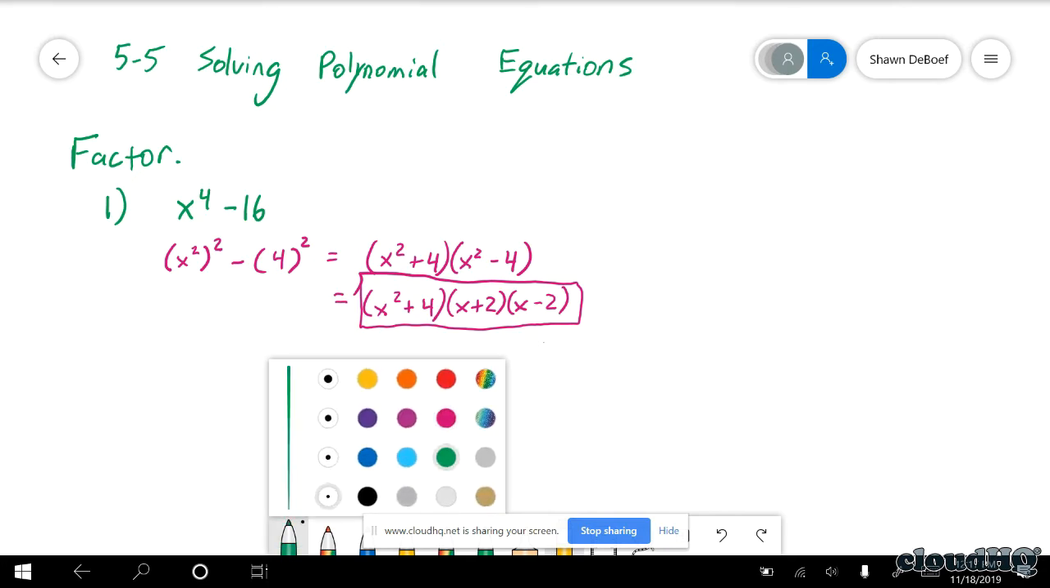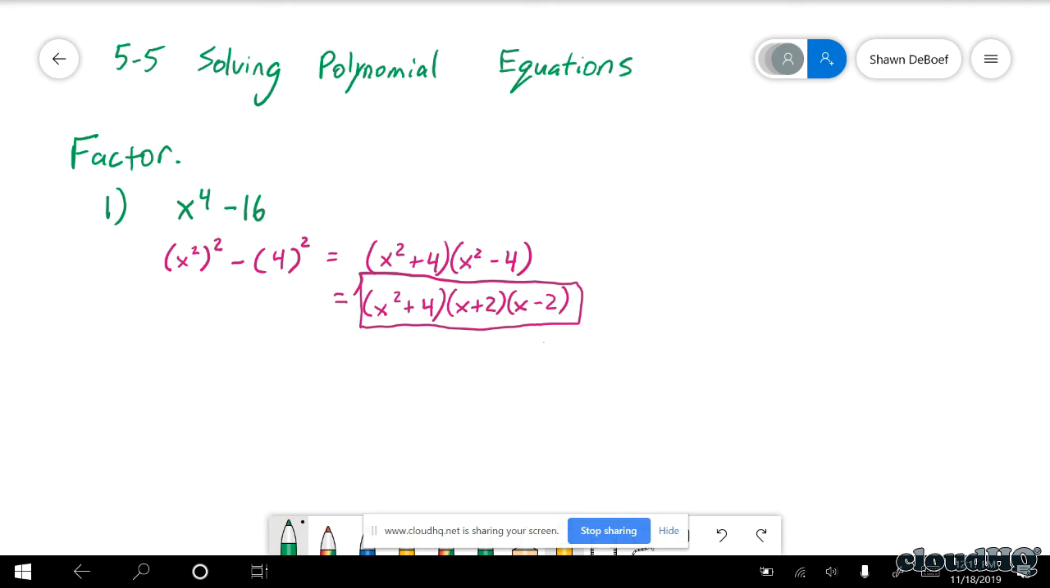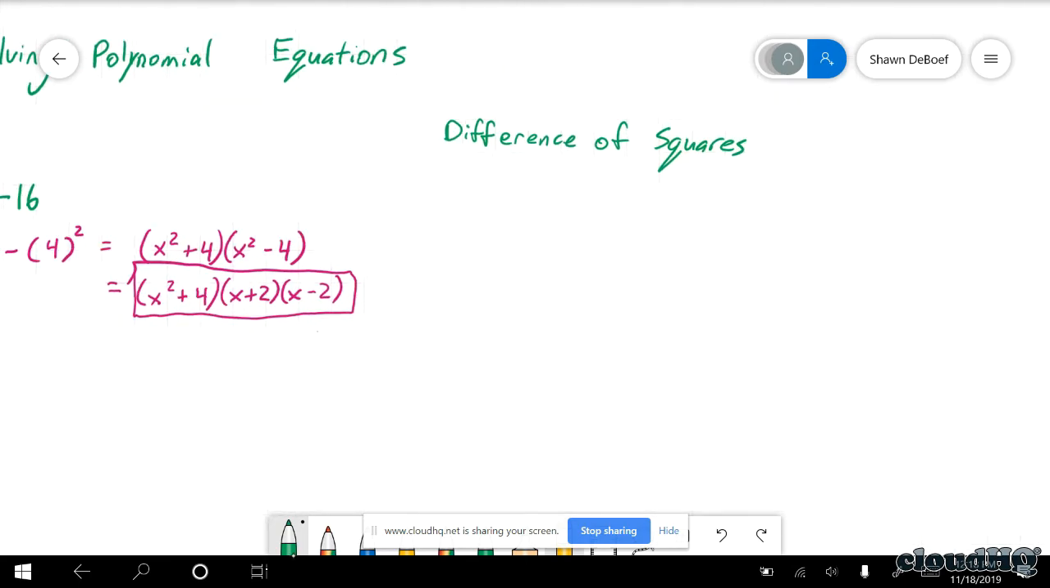Now let's consider a couple new factoring patterns. We had a difference of two squares, we knew that one already. So a squared minus b squared, we knew before that factored as a plus b, a minus b. That one's not new. But a difference of cubes and a sum of cubes, those are both new.